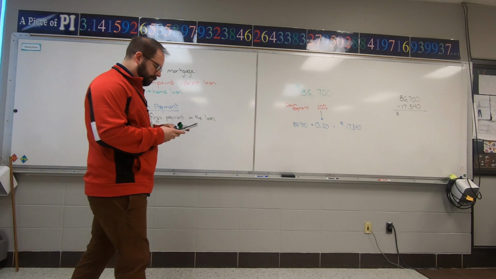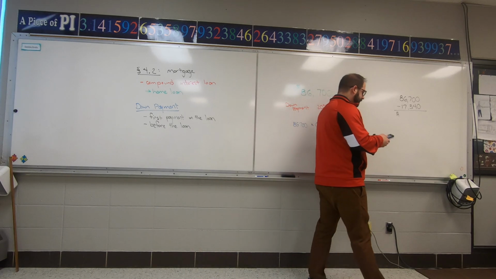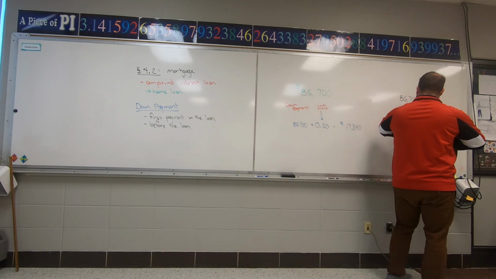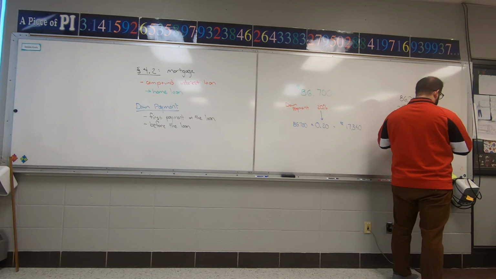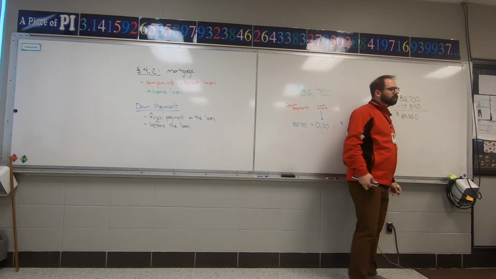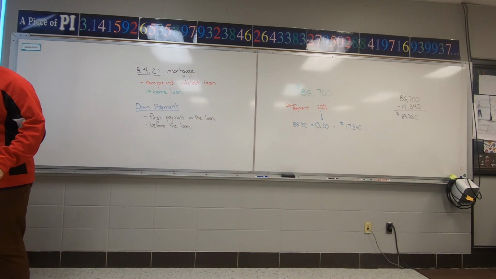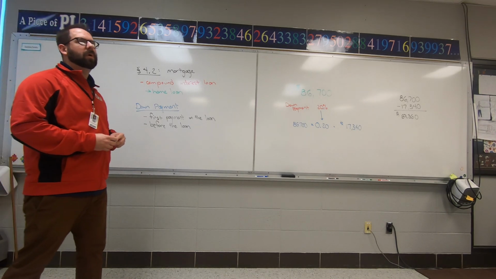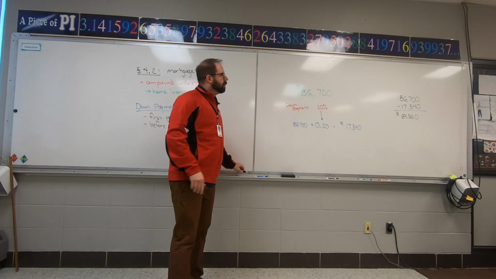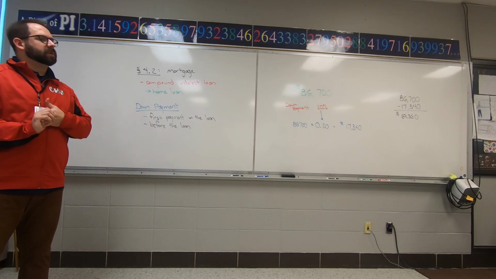86,700. I'm going to subtract the 17,340. And so the loan that I'm actually taking out at this point, it was about right. It was about this: 69,360. It was close. It was like 71 or something like that. So that was the loan that I took out.